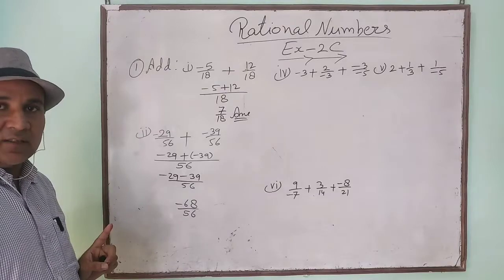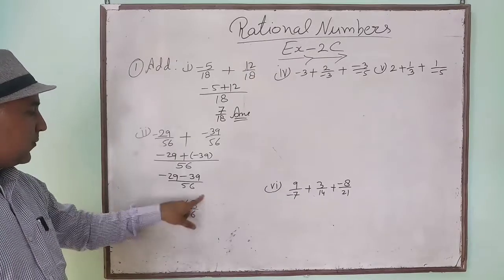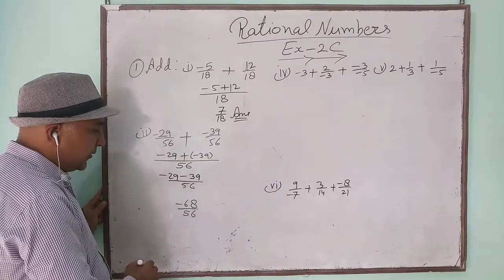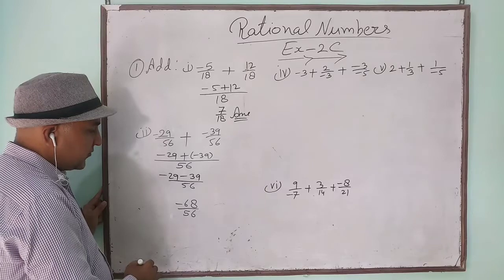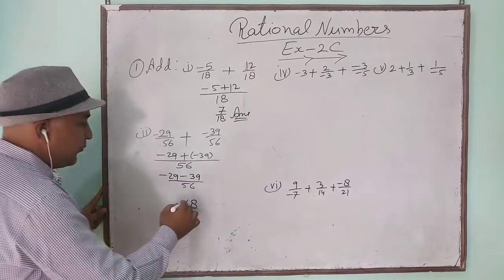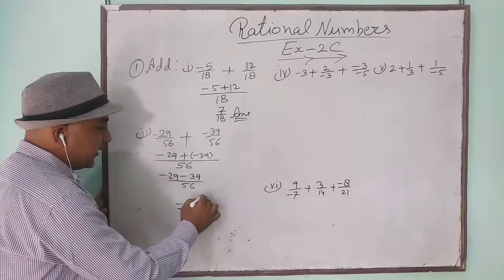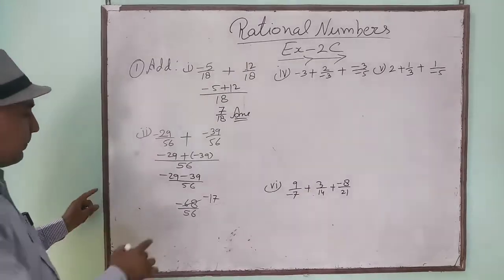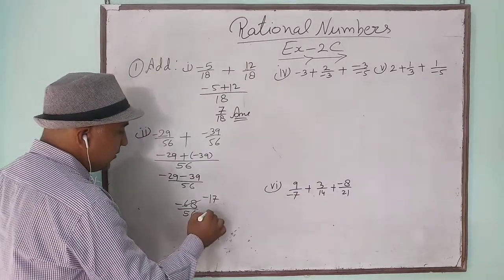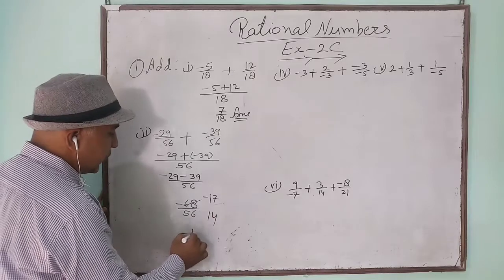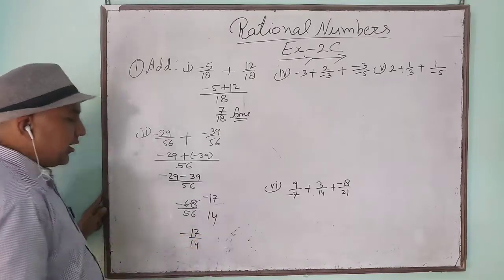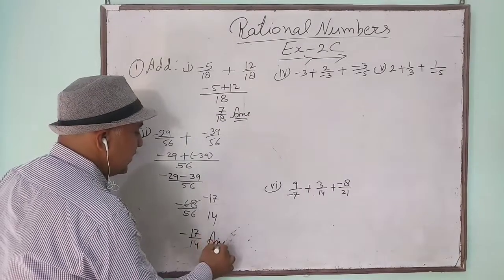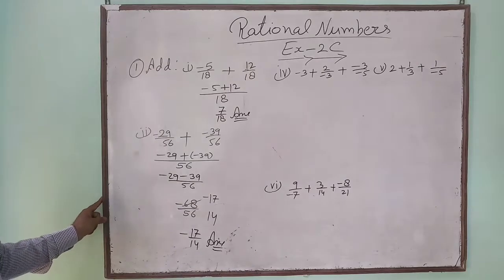But this is not your answer. Always your answer should be in the lowest term. So check that, can it be divided by any number? Yes, both the numbers are divisible by 4. When 4 divides 68, 17 is coming, 17 4s are 68. When 4 divides 56, 14 will be. That means your answer is minus 17 upon 14. Understood? Addition of these two is minus 17 upon 14.